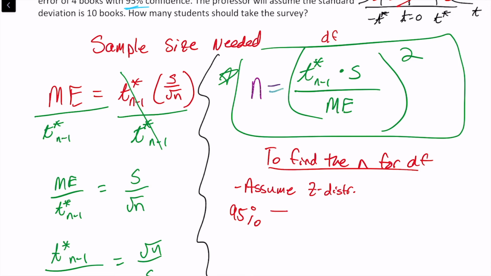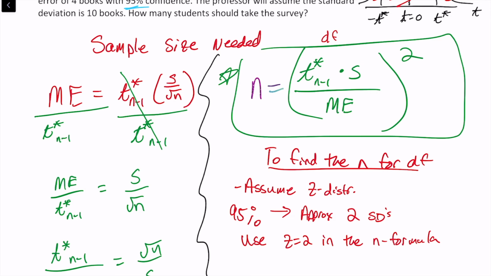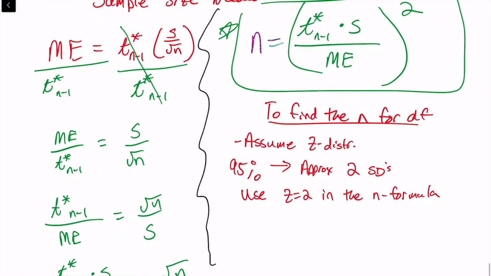So that means that we need to be approximately 2 standard deviations within the mean, right? So we're going to use a z-score of 2 in the n formula. So we're going to replace the t-score with the z-score, and then we're going to use that to calculate our n, okay? All right. So what is that going to look like?